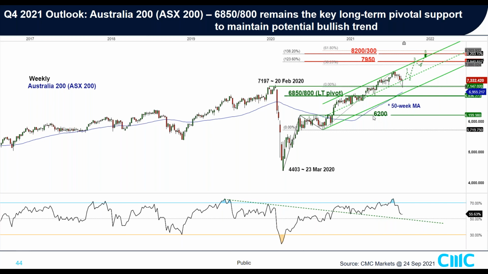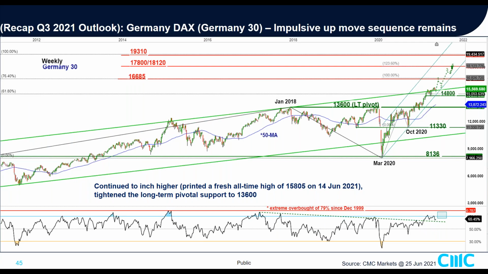Okay, so that's the ASX 200 or Australia 200. Now for the German 30, the German index, okay, now German 40 already, because of the inclusion of the 10 index. So at that point in time, there's this impulsive sequence. So we are expecting it to go to 16,685 and thereafter towards the 17,800 level.